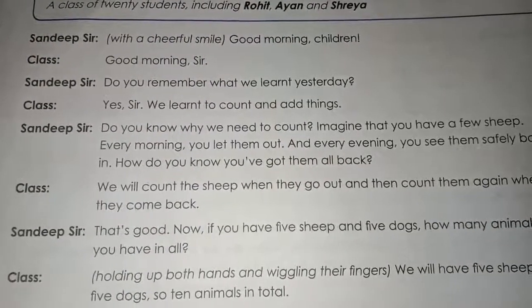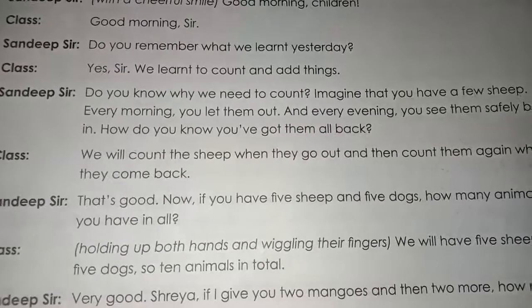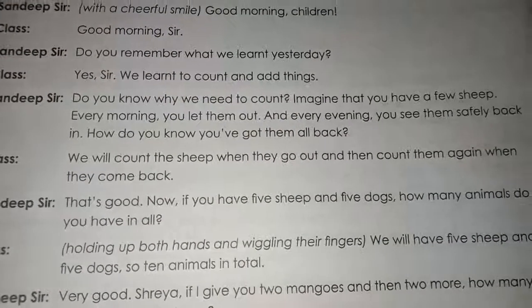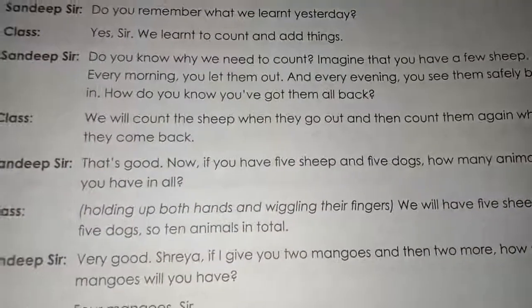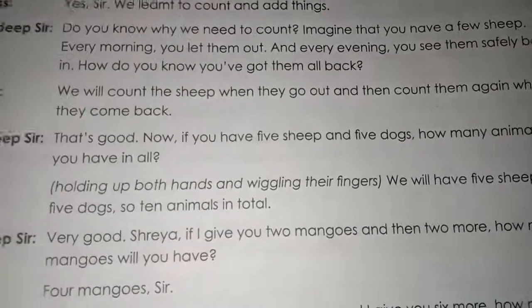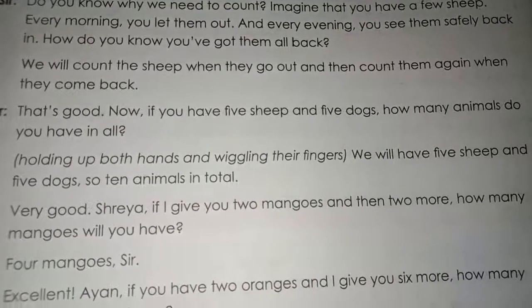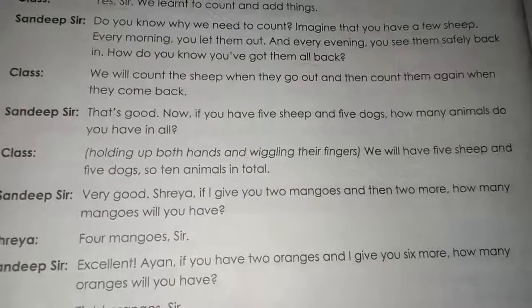How do you know you have got them all back? Then class says, we will count the sheep when they go out and then count them again when they come back. Now, that's good, Sandeep sir said. Now, if you have 5 sheep and 5 dogs, how many animals do you have in all? Then class said, holding up both hands and wiggling their fingers, we will have 5 sheep and 5 dogs, so 10 animals in total. Sandeep sir, very good.